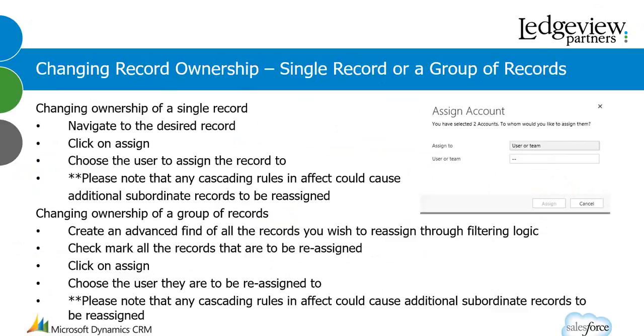on your cascading rules. Now, if you want to change a group of records, I recommend utilizing Advanced Find and reassign them through filtering logic. What I mean by that is set your filtering logic to find the accounts, contacts, opportunities, whichever records you'd like by the filtering. Then check mark all those records that you want to be reassigned, then click on Assign and follow those same steps. Again, cascading rules are going to go into effect here as well, so some subordinate records could be reassigned as well.